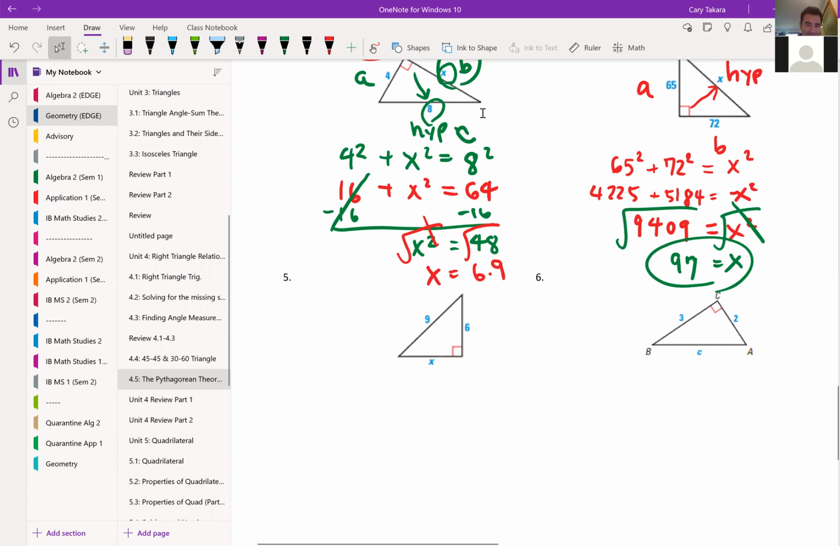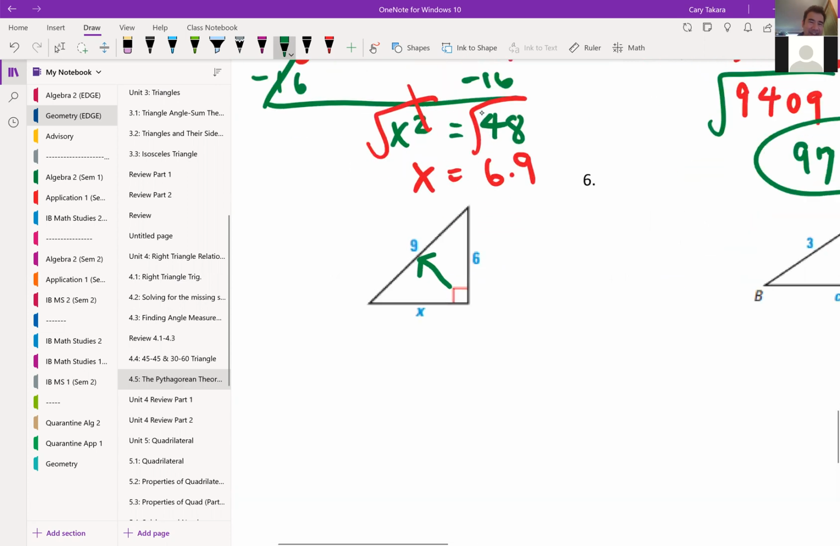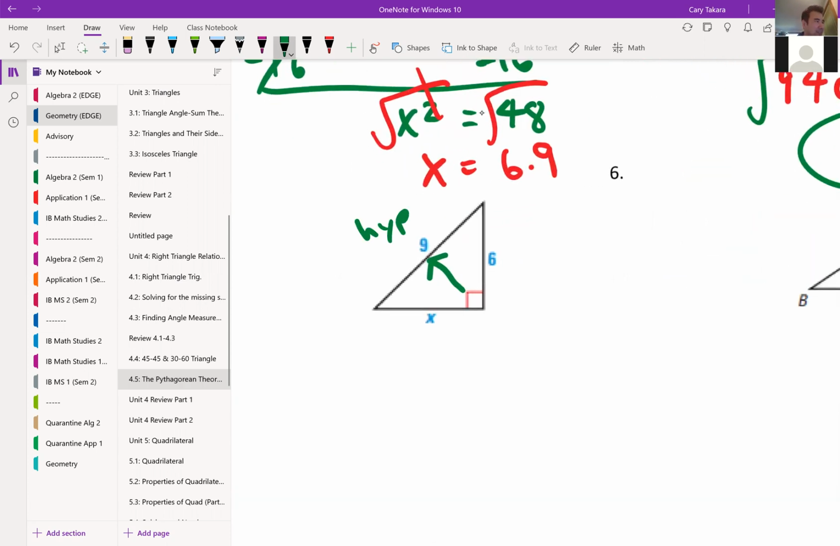All right, let's take a look. Again, where is the hypotenuse? The hypotenuse is this 9, right? That means the other ones are A and B. Okay, so I'm going to call X as A, 6 as B. So A squared, which is X squared, plus B squared, 6 squared, equals C squared. C is always the hypotenuse. So that would be 9 squared.